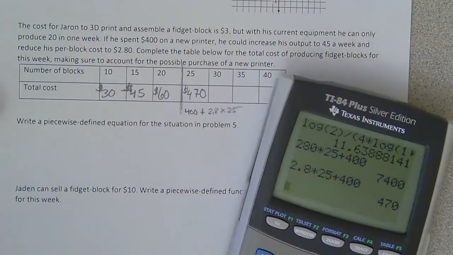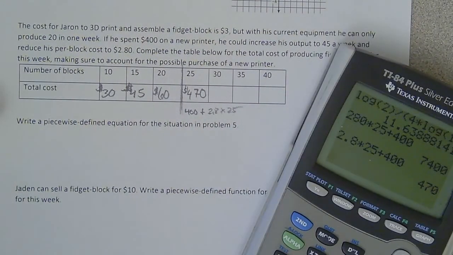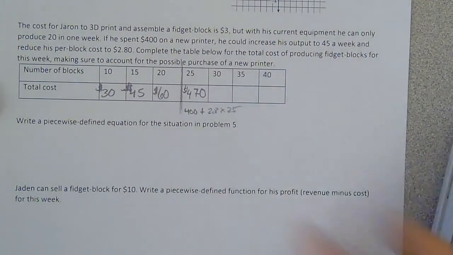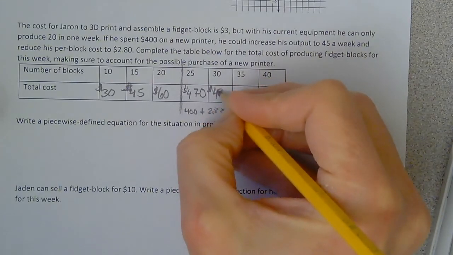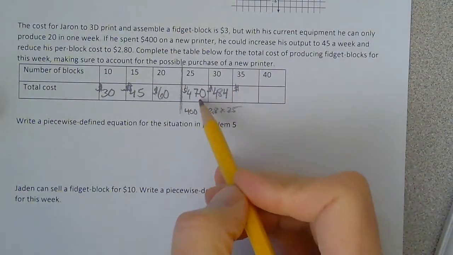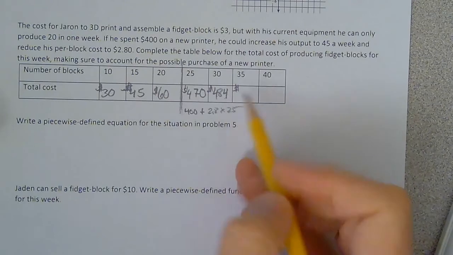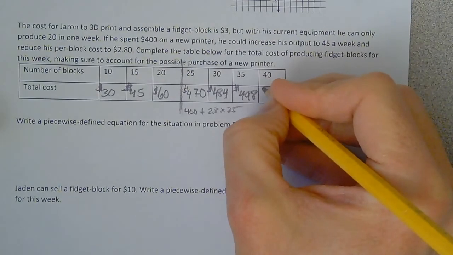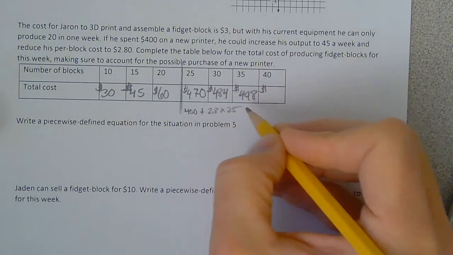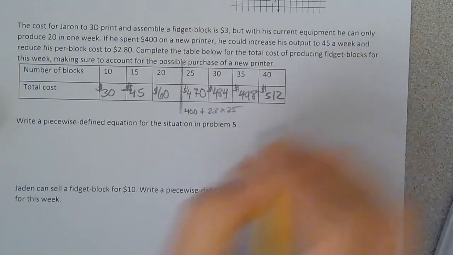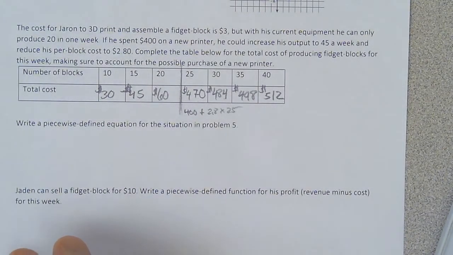Okay. If he's going to produce 30, that's 5 more at the 2.80, so the 400 plus 2.8 times 30 is $484. Times the 35, it looks like every 5 is another $14, so $498. And another $14 onto that is going to be $512 to get 40 of those.